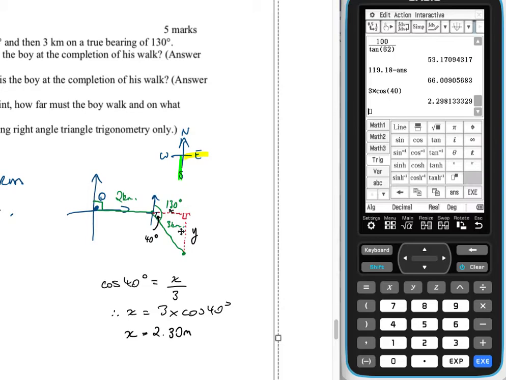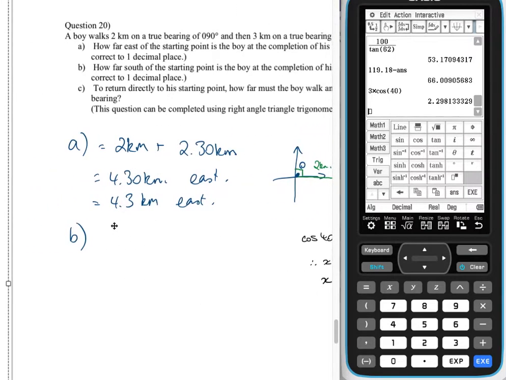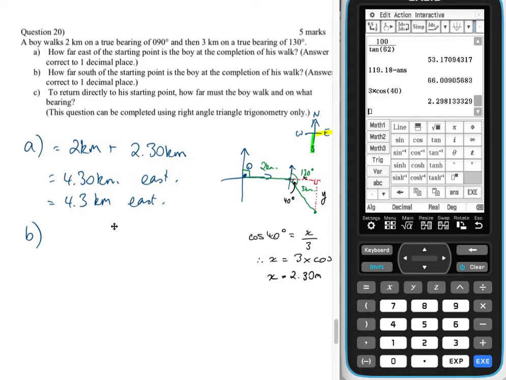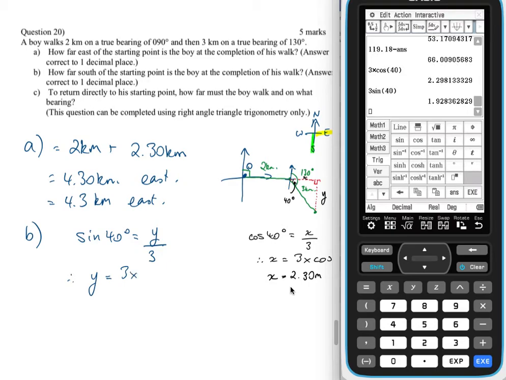Okay, so I'm going to zoom back out now that we've established that. And we go, well, sine of angle 40 degrees is equal to opposite, y, over 3. Therefore, y is equal to 3 times sine 40 degrees. We'll plug that into a calculator. We go 3 sine 40 degrees, and we get an answer of y is equal to 1.9 kilometers. Therefore, it went 1.9 kilometers south.